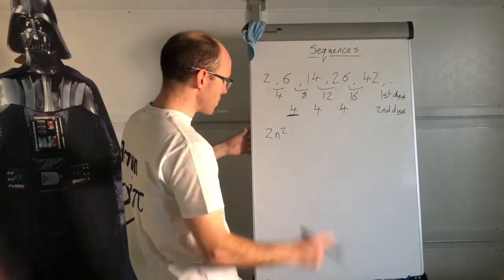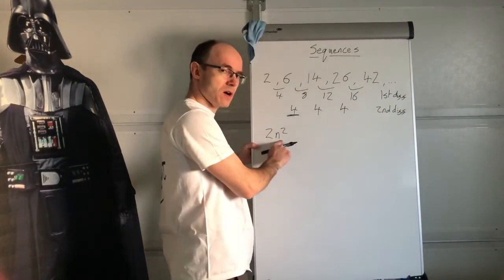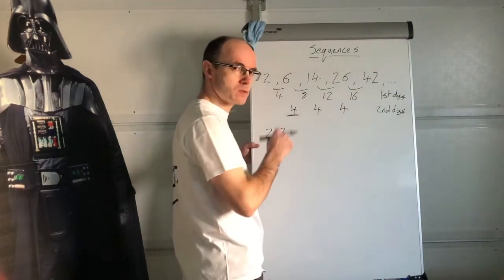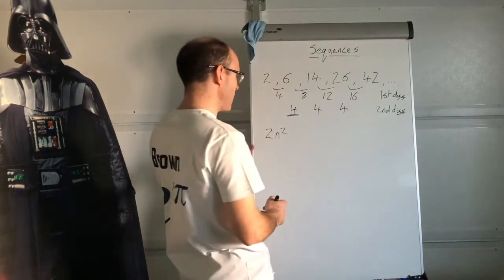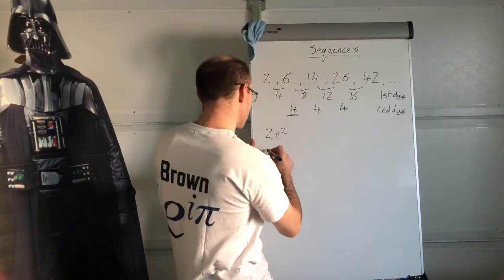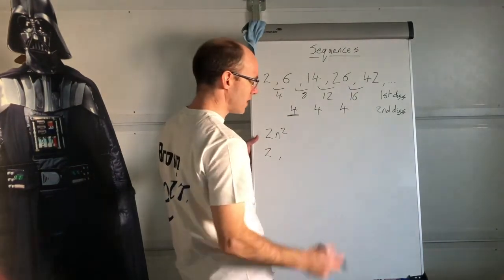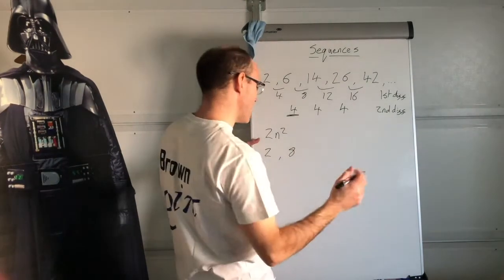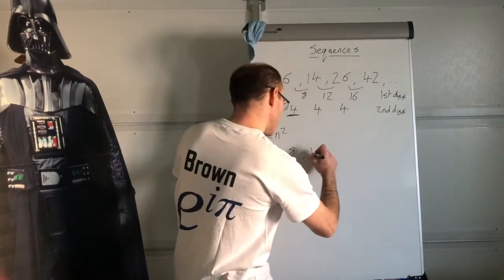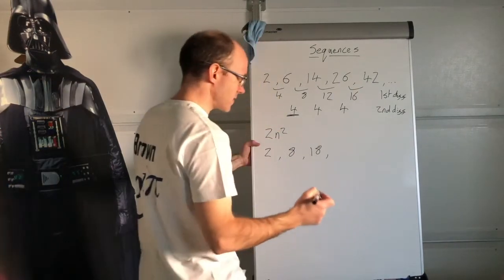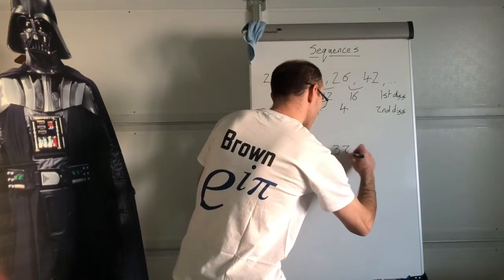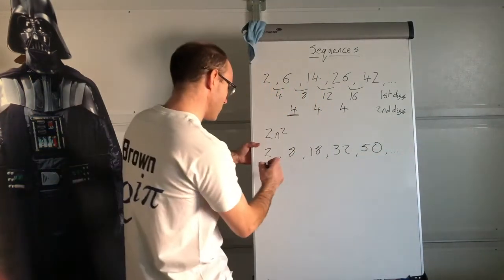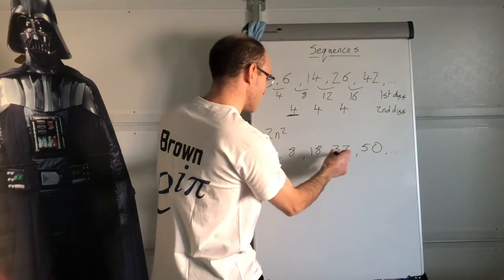What we do is we write down what the terms are for 2n squared. That means double the square numbers. Remember the square numbers? 1, 4, 9, 16, 25. If we double the square numbers, we get 2, then 8, then 18, then 32, then 50.